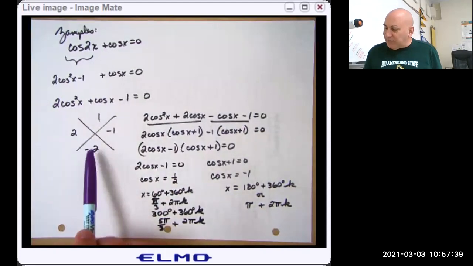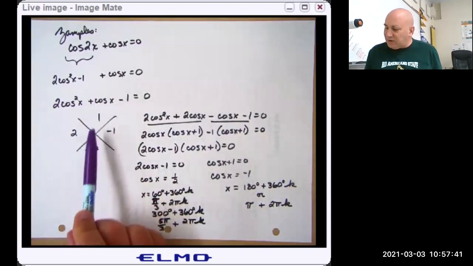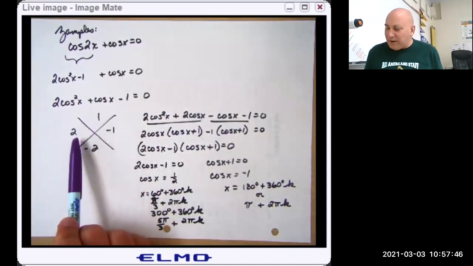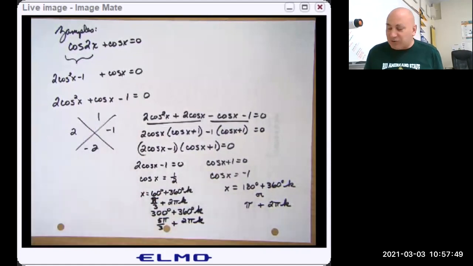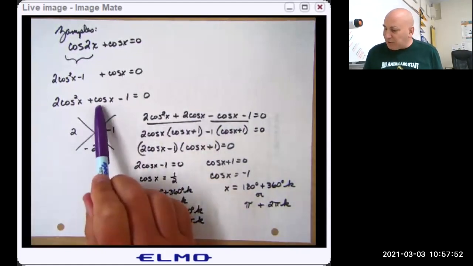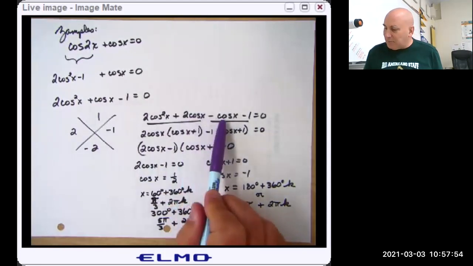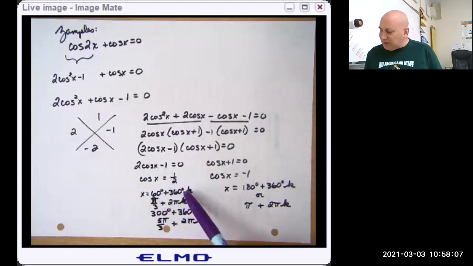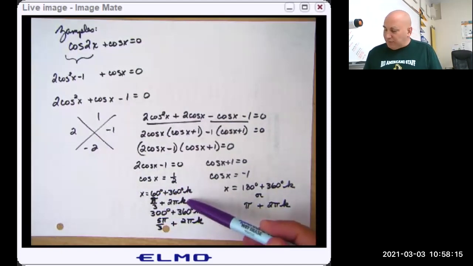-1 times 2 is -2. The 1 cosine x here. These two numbers exist. They multiply to give -2 and add to give 1. Since they exist, this is factorable. So I rewrite the cosine x as 2 cosine x minus cosine x, the 2 and the -1. Do my factoring. Get cosine x equals 1/2, which means x is either 60 degrees plus 360k or 300 degrees plus 360k, or it's equivalent in radians.